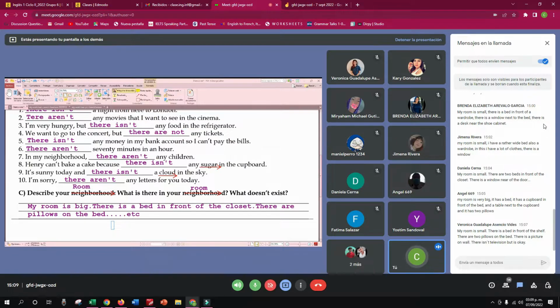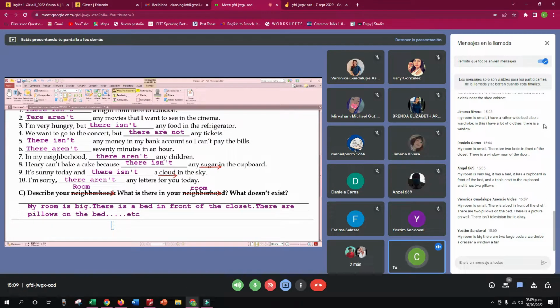Also, a wardrobe in this. I have a lot of clothes. Oh, you can write down, there are a lot of clothes in the wardrobe, okay? And there is a window. Okay, Jimena.